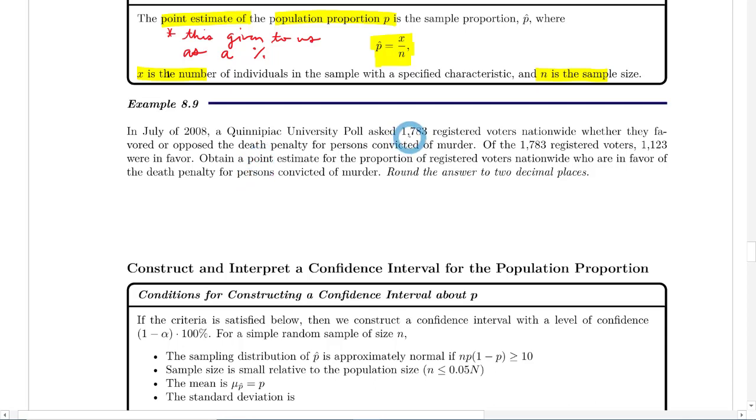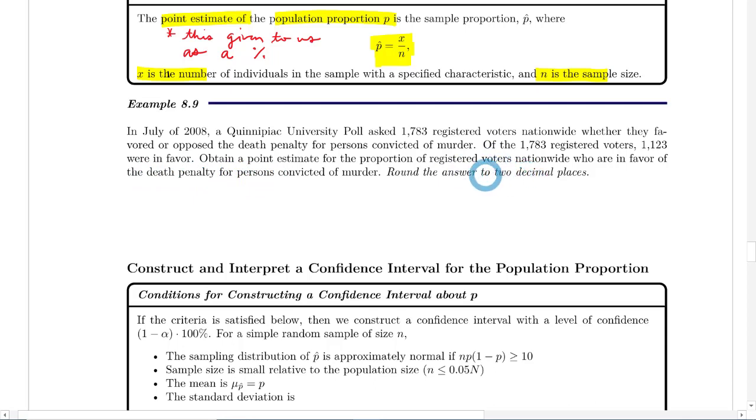So of the 1,783 registered voters, 1,123 were in favor of the death penalty. Obtain a point estimate for the proportion of registered voters nationwide who are in favor of the death penalty and round your answer to 2 decimal places.